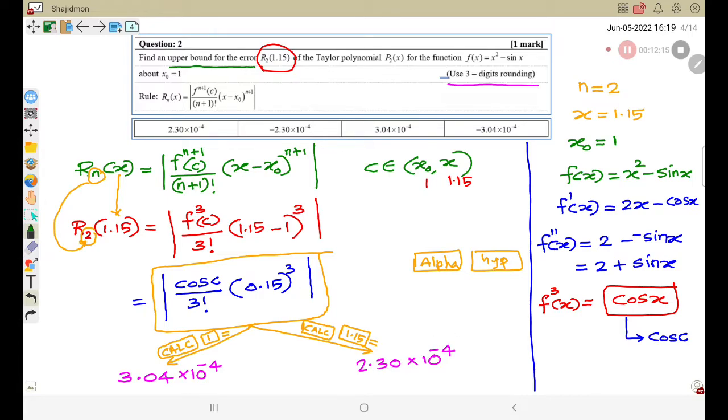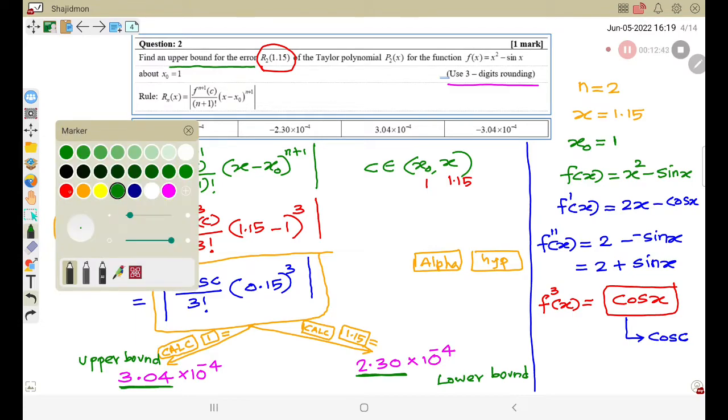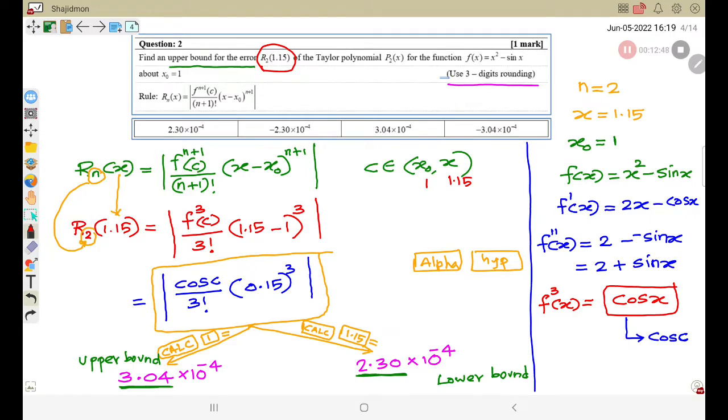2.30 times 10 to the power minus 4 and 3.04 times 10 to the power minus 4. Both have the same power, so we only need to check 3.04 against 2.30, the smaller number. So this will be the upper bound for the error, and the small value is called the lower bound for the error. So we can select the answer. What is the correct answer? The correct answer is 3.04 times 10 to the power minus 4. This is the correct answer.